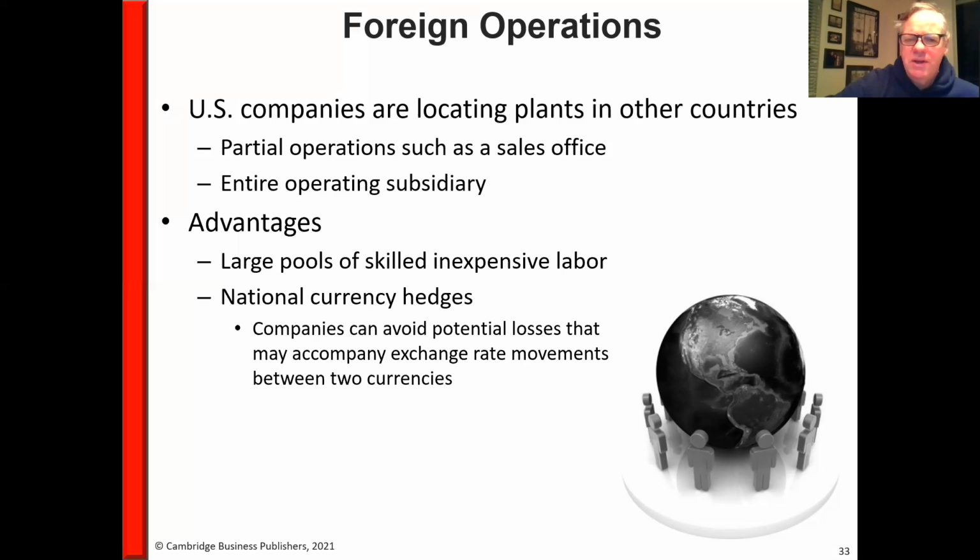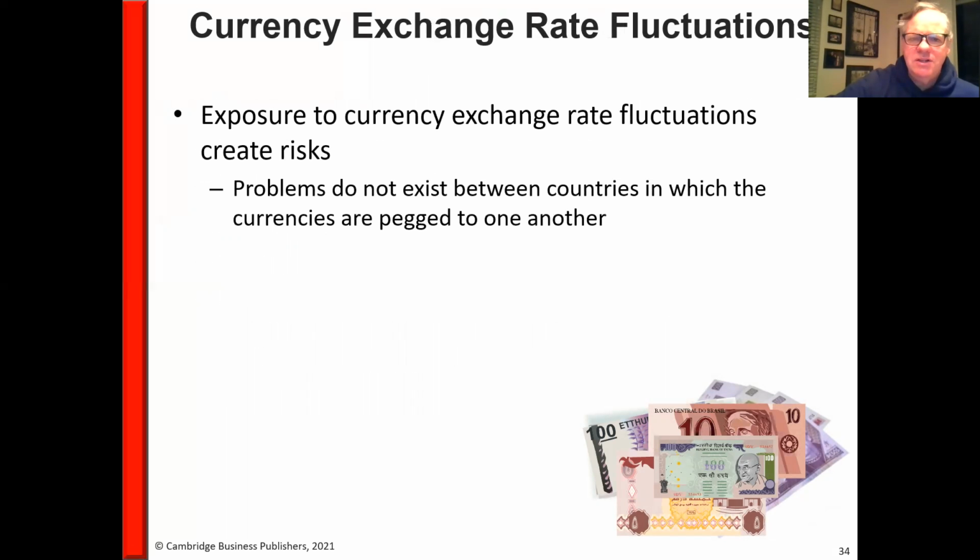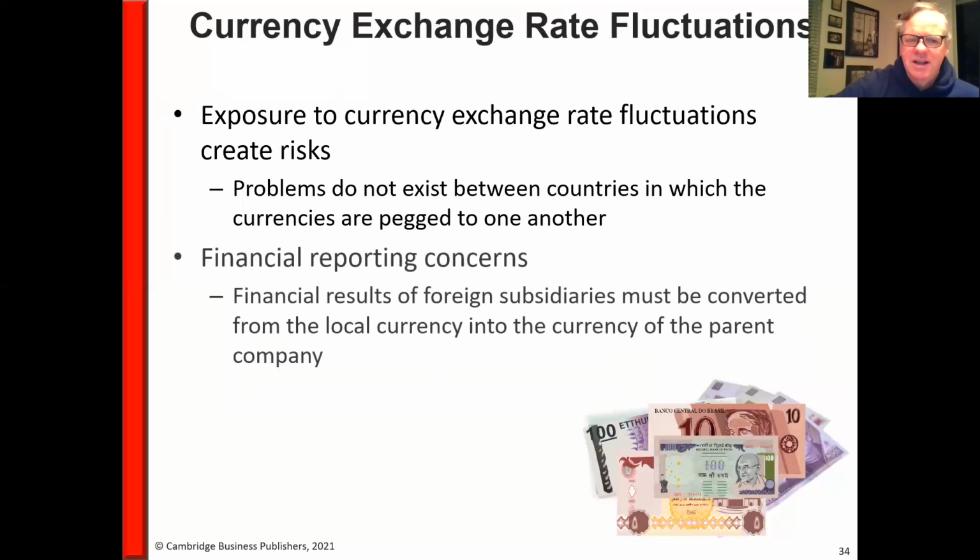And you can structure it in such a way that you could avoid potential losses that may come as a result of currency exchange movements. So let's assume there is currency rate fluctuation. We do have the problem when we have countries whose currencies are not pegged. Like the U.S., I think in Bermuda and I believe Costa Rica, I think Guatemala, where the dollar and the peso in those countries are actually pegged to one another. So if your two currencies are pegged to one another, then you don't have this issue of foreign currency gains or losses. But if they're not pegged to one another, you do.